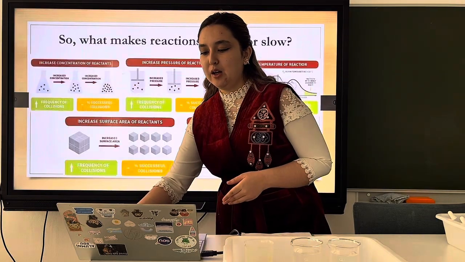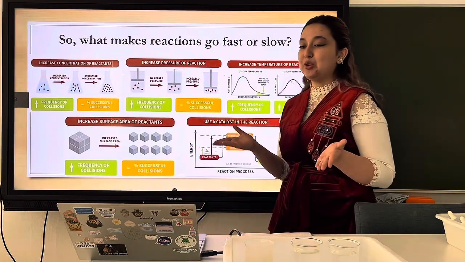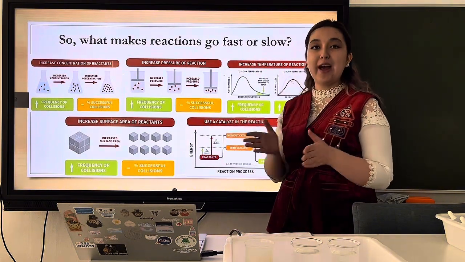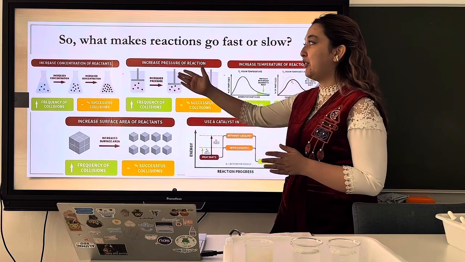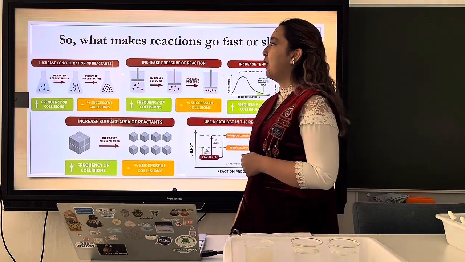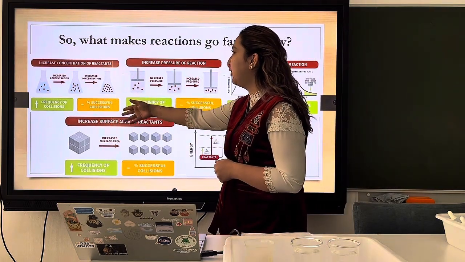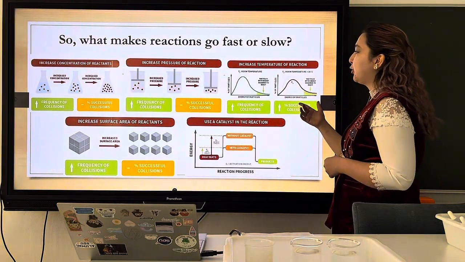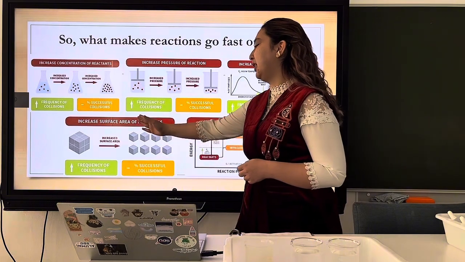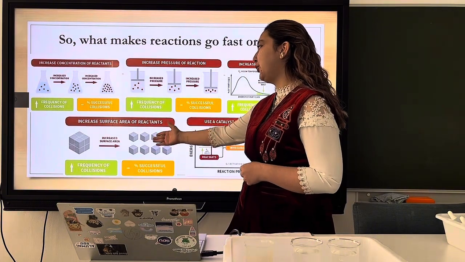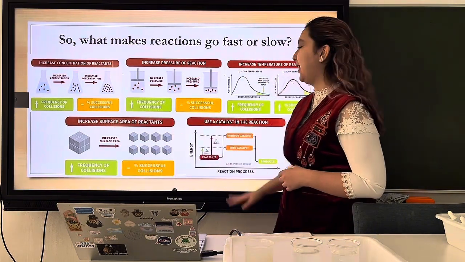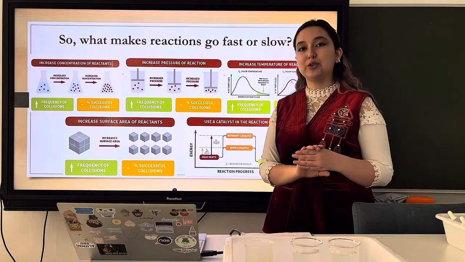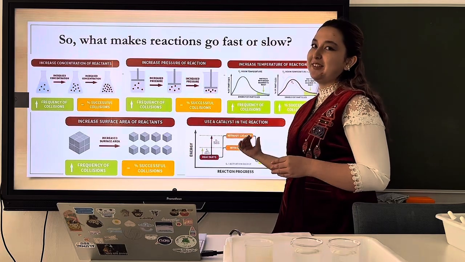So, what makes a reaction go fast or slow? We can change the rate of reaction in different ways: by changing concentration, by changing pressure, by changing the temperature of the reaction, by increasing the surface area of reactants, and by using catalysts. And today we will focus on surface and catalyst.